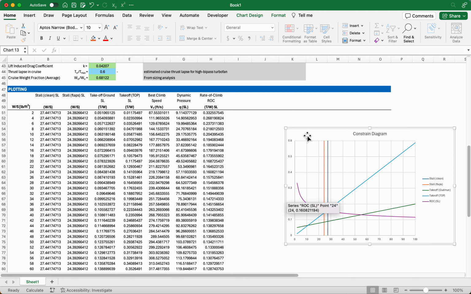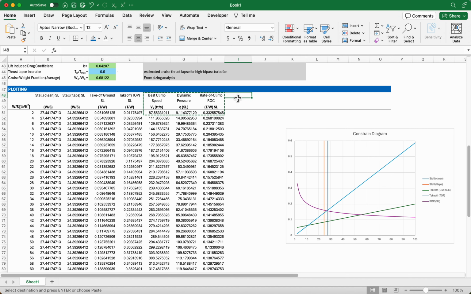I think the cruise condition at 65,000 feet may be driving that, as well as this rate of climb requirement given the weight of the aircraft. So let's do that then quickly. Let's plot. I'm going to copy these over, and we're going to plot these for sea level conditions.